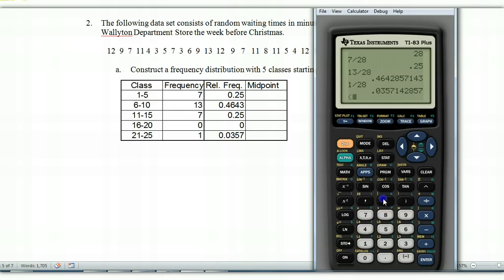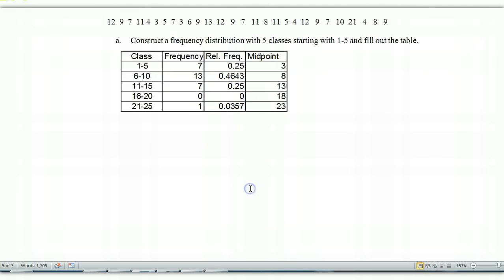So once I do it for the first one and the second one, you'll see the pattern. So 6 plus 10, if you don't see it already, divided by 2 is 8. And see, we're just adding 5 every time. So we're going to have 3, 8, 13, 18, 23. So there's our midpoints. So there's that table. That's all you're having to do there. Just count how many times something from your data set occurs in each class and come up with the relative frequency for each one of those. And then your midpoints.